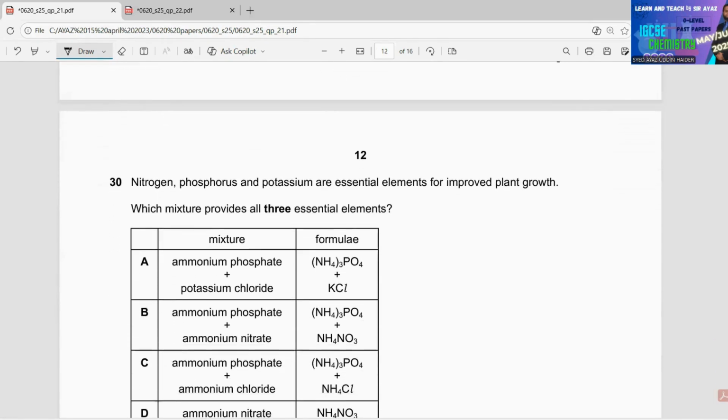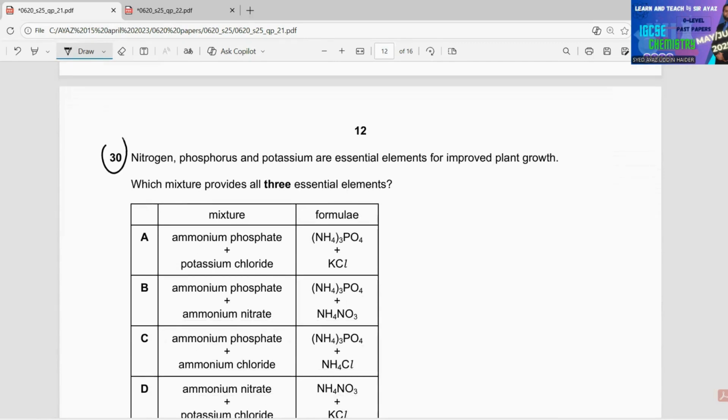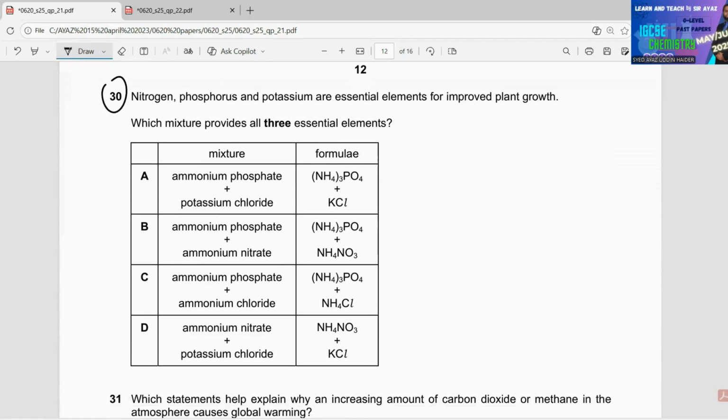30. Nitrogen, phosphorus, and potassium are essential elements for improved plant growth. Which mixtures provide all three essential elements? So we need these three elements: nitrogen, phosphorus, and potassium. For 30, it seems A is the right answer. I'm also looking at the other choices. In D, we don't have potassium. In C, again, we don't have potassium. In D, we don't have phosphorus. So A must be the final and right answer. All the other choices are incorrect.